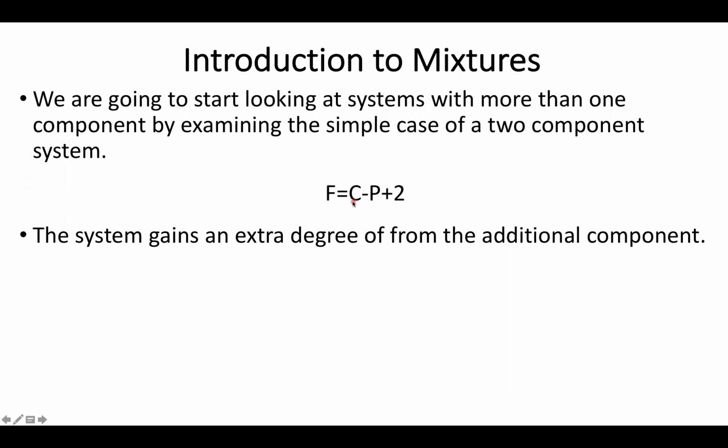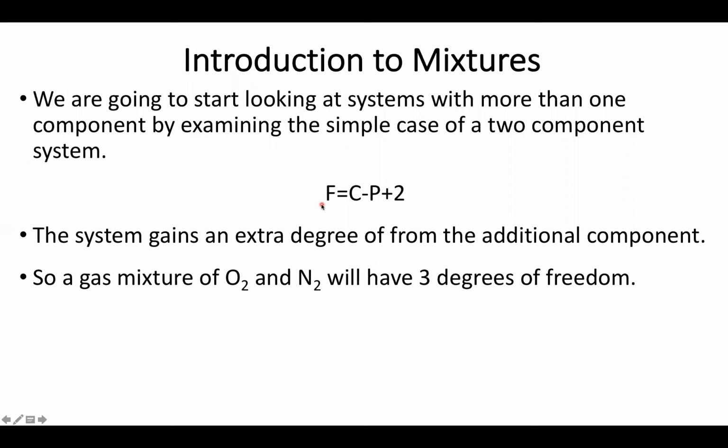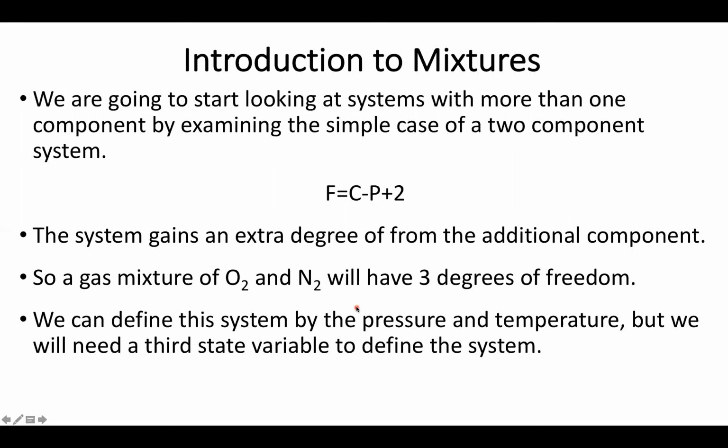Because when I add in an extra component, this gives me an extra degree of freedom. So if I look at my simple gas mixture of O2 and N2, the simplest approximation I can have for an effective atmosphere, this gives me essentially 3 degrees of freedom. And we often define this mixture in terms of pressure and temperature, just like I did for the single component. But this gives me a third state variable. So in order to perfectly define my system, I need a third state variable that defines the mixture.